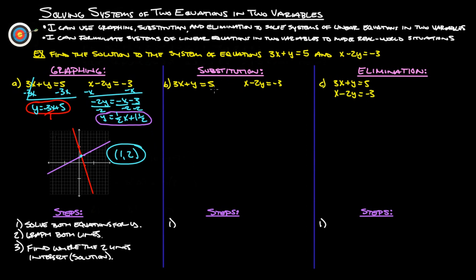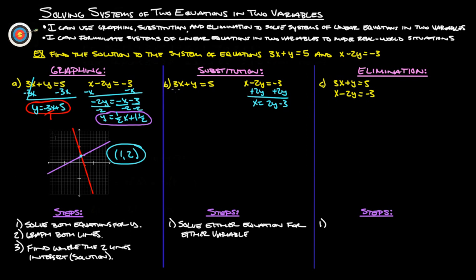Another way is substitution, and substitution is just like what it sounds. You're going to take one thing and substitute it into the other. So the first step is to solve either equation for either x or y. It doesn't matter which one you choose. I'm going to go over here to this one and add 2y to both sides, because if I do that, then x will be all by itself. So x equals 2y minus 3.